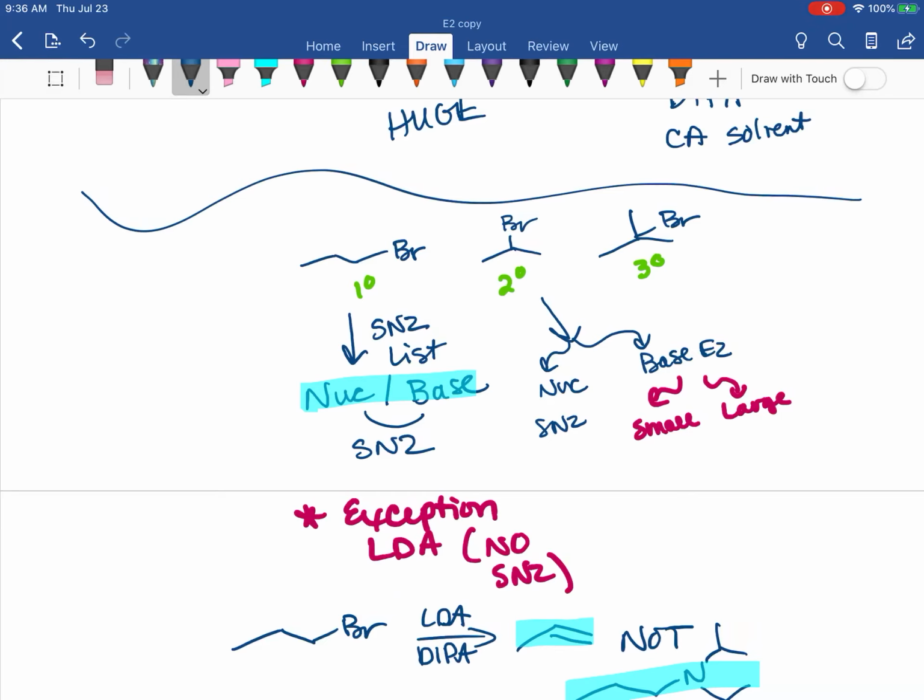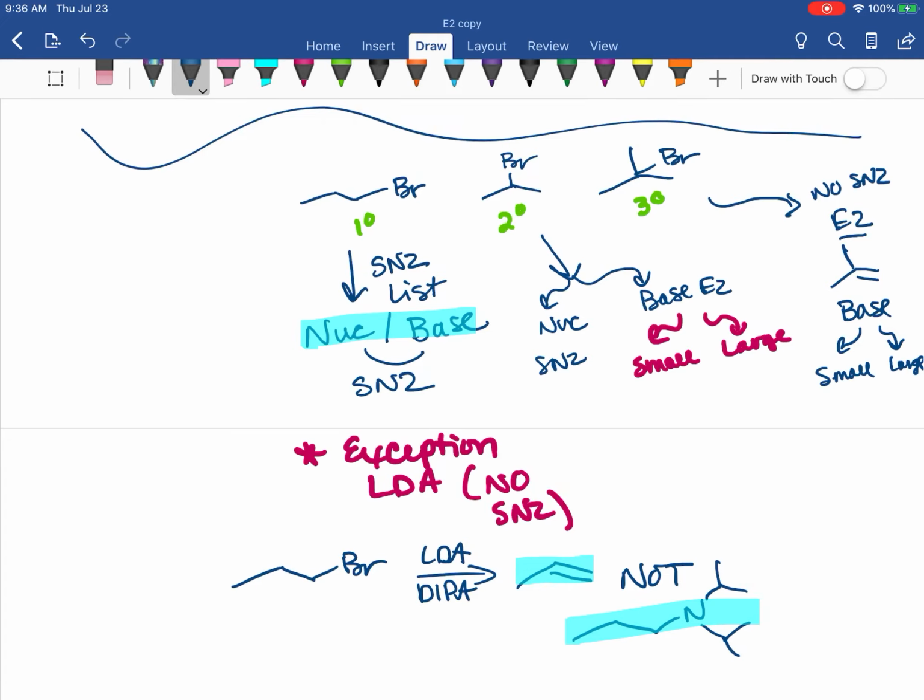And then what about our tertiary? Our tertiary didn't do SN2, only E2. And in this case, our size isn't going to necessarily matter because that would be nice and symmetrical. But what if your tertiary wasn't symmetrical? Then you still want to take a look at your base and look at your size matters. Small, large. Okay. I love it.